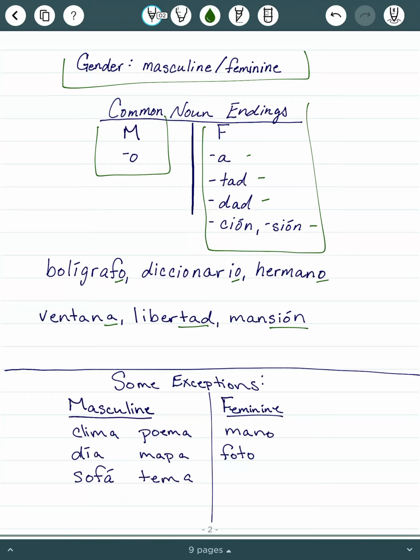Now, just like any good language, there are always exceptions here, and definitely too many to list in a little video. But these are the words that you'll see in this chapter. So start there, one thing at a time. So clima, día, sofá, poema, mapa, tema, those all end in A's, but they're actually masculine. And then mano and foto, those end in O's, so they look masculine, but they're actually feminine.